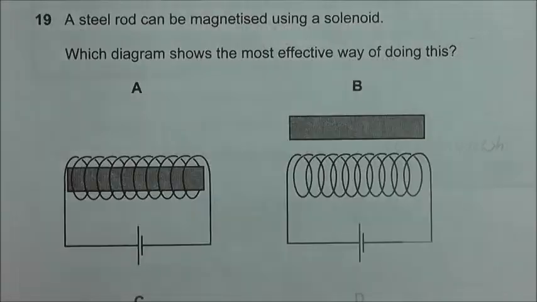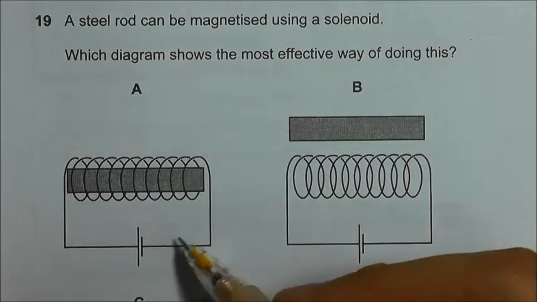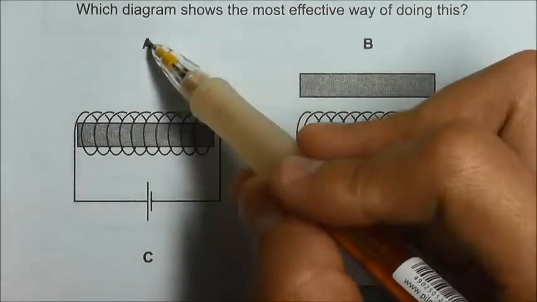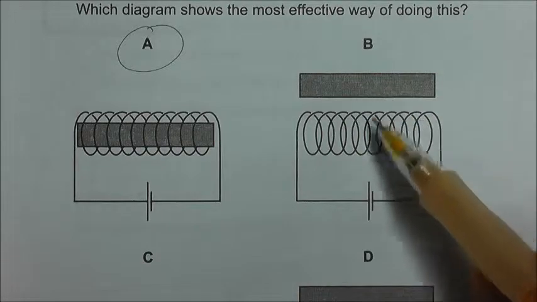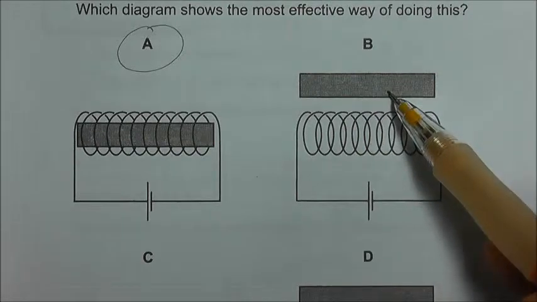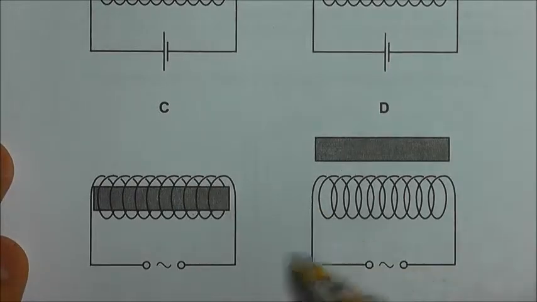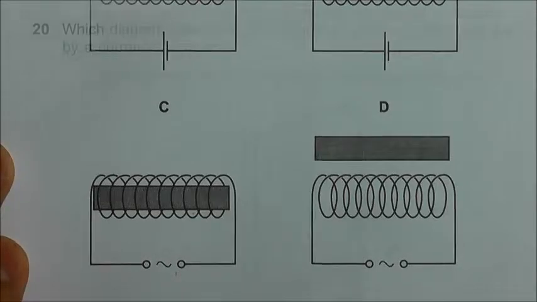To magnetize a steel rod, we need a DC current and we just need to put the steel rod into the solenoid. So the answer is A. Okay, B is wrong because the steel rod is outside of the solenoid, so it will not get magnetized. And for option C and D, they are wrong because they use an AC supply instead of a direct current.